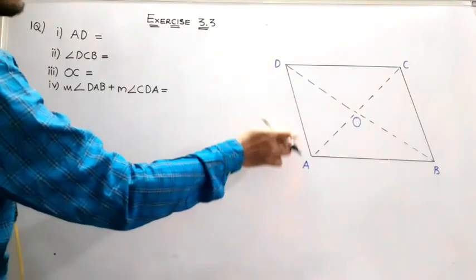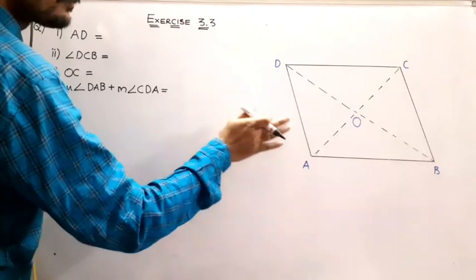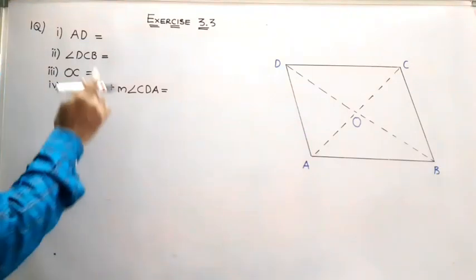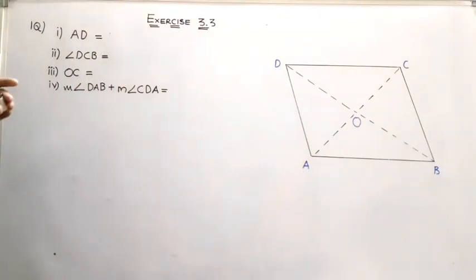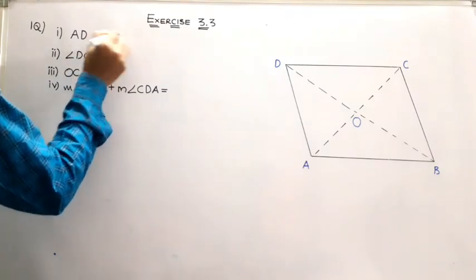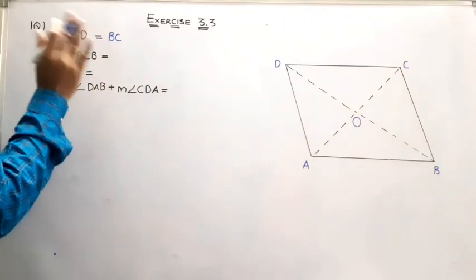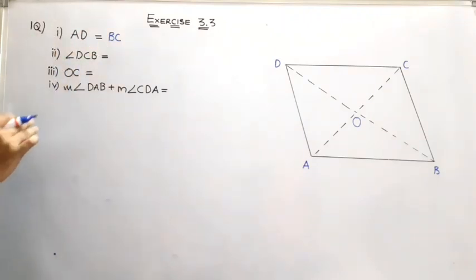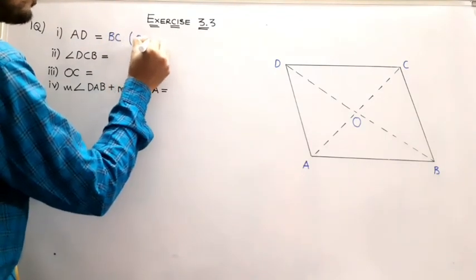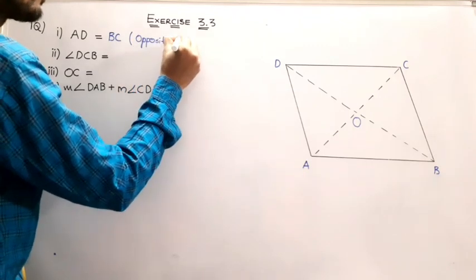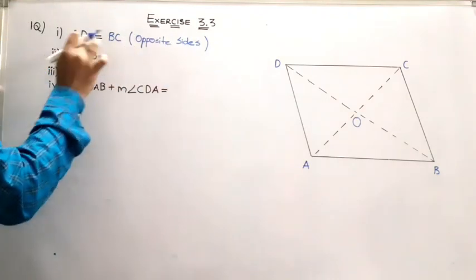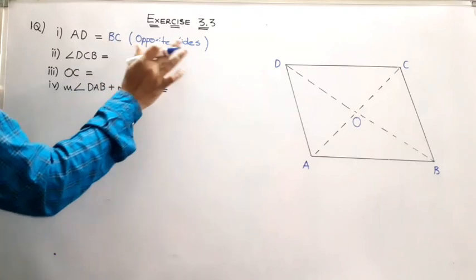Okay, AD is one of the sides of a parallelogram, and we know that pairs of opposite sides of a parallelogram are parallel and equal. So AD will be equal to BC. Okay, if you write DA also, CB also, not a problem, but either of the one should be used. The reason we have to specify opposite sides: as opposite sides of a parallelogram are equal, AD is going to be equal to BC.